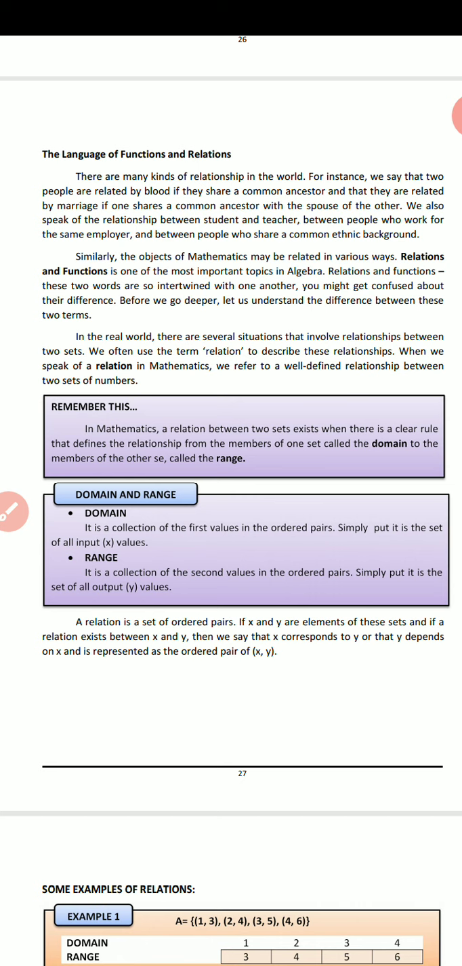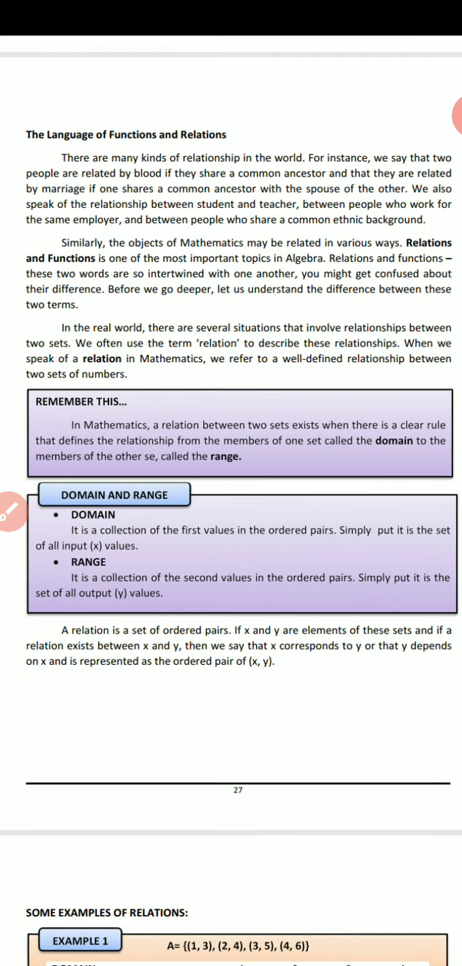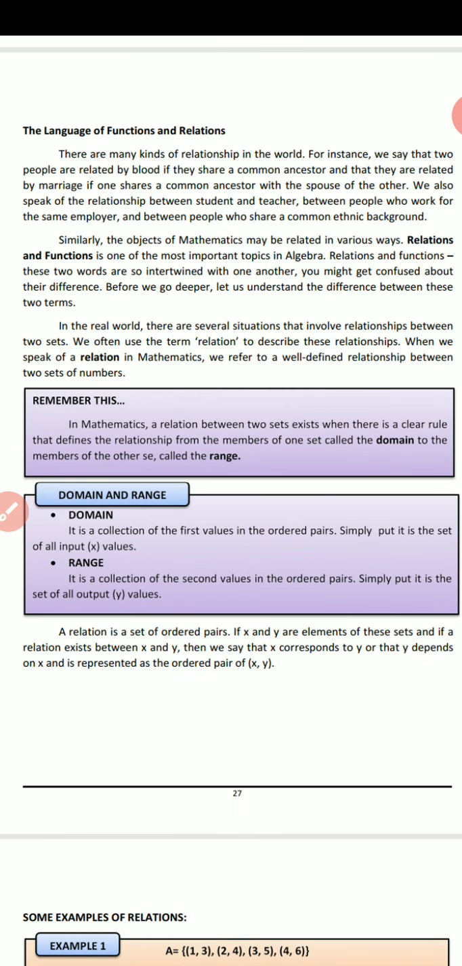So according sa ating module, there are many kinds of relationship in the world. Relationship nyo sa pamilya nyo, sa jowa nyo, sa best friend. So for instance, we say that two people are related by blood if they share a common ancestor, and that they are related by marriage if one shares a common ancestor with the spouse of the other. So, diba, ang tawag na siya sa mga tita, tito, pinsan, kung magkakamag-anak kayo. So, you have that kind of relationship.